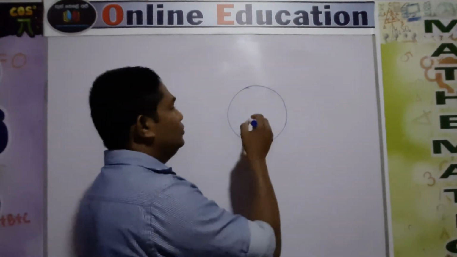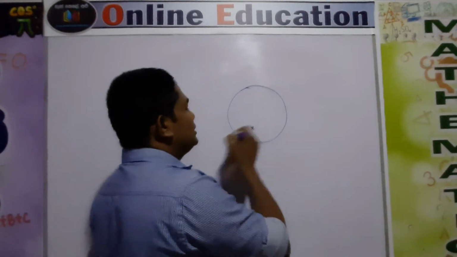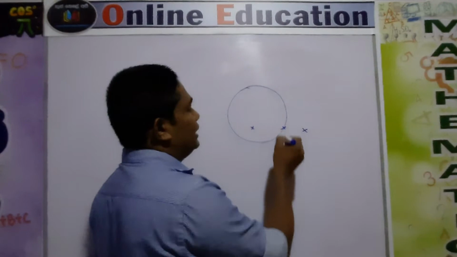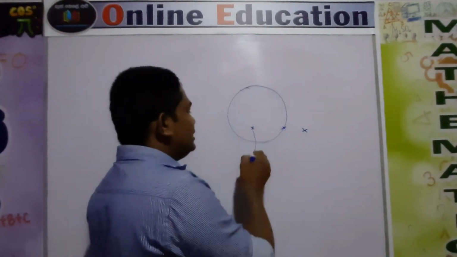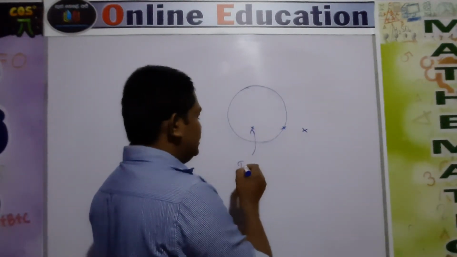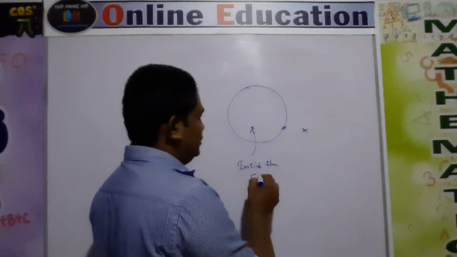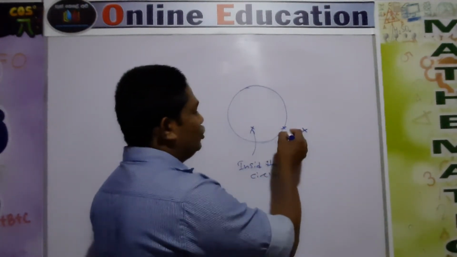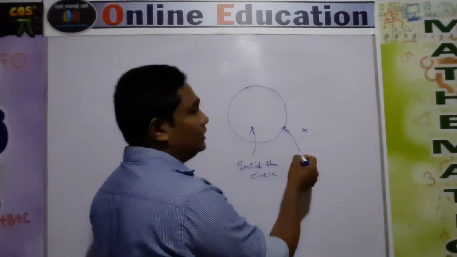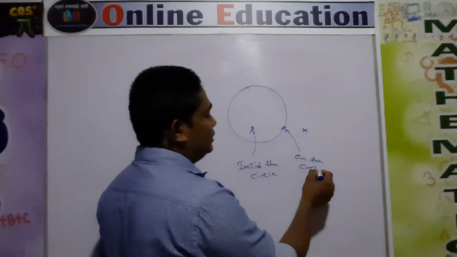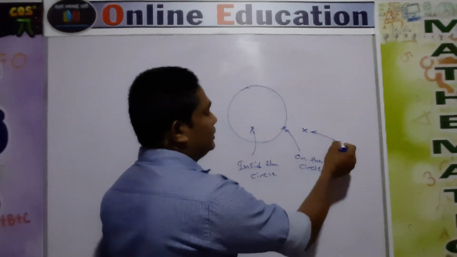They are telling you to mark a point like this. Mark a point like this. This point inside the circle. This one on the circle. On the circle. Outside this circle.